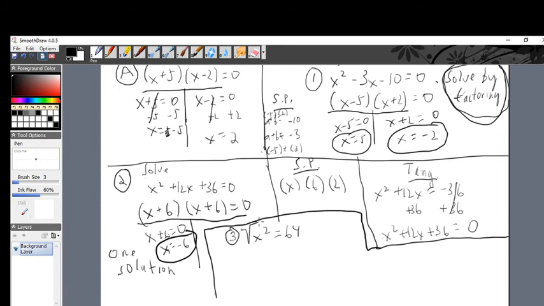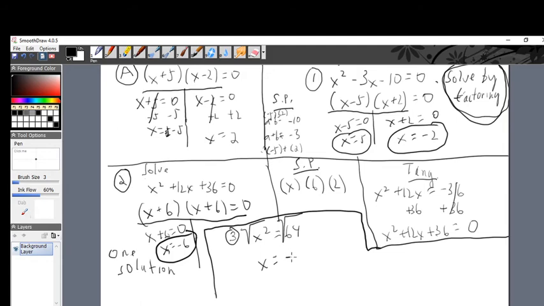Take the square root of x squared. Remember that invisible 2 in there? 2 divided by 2 is 1. You get down to just plain x. Whatever you do to the left side, you do to the right side. You have to take the square root of 64.